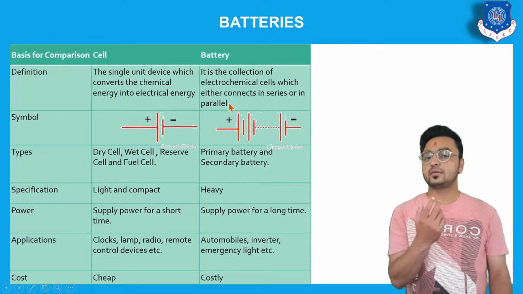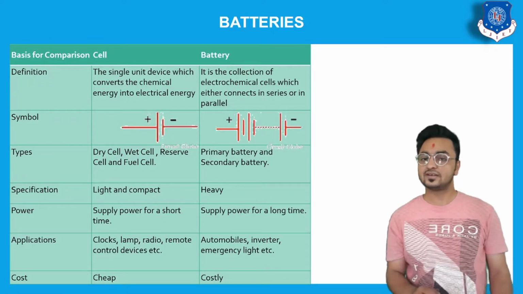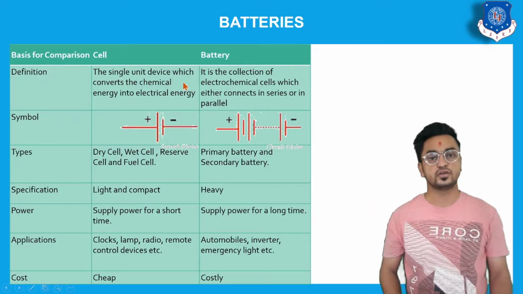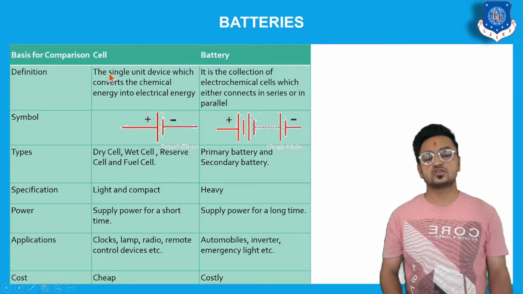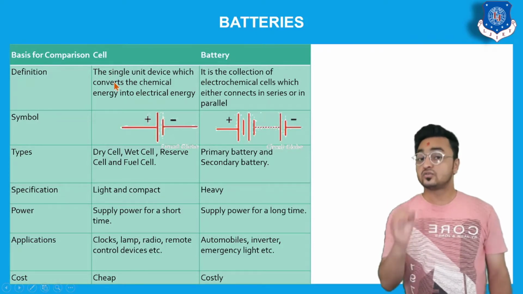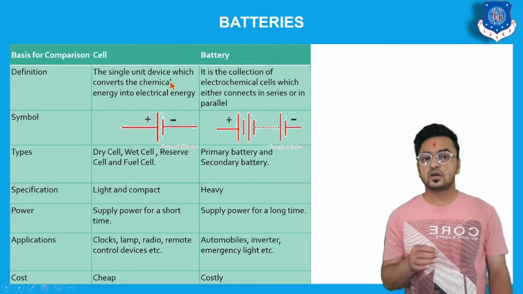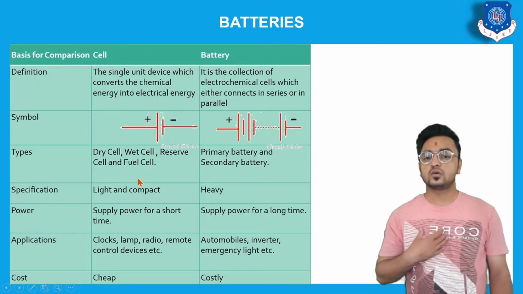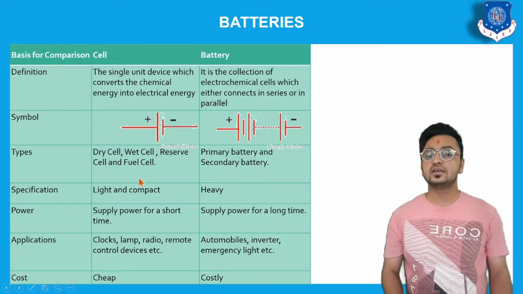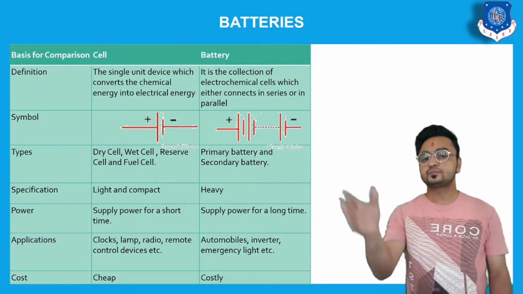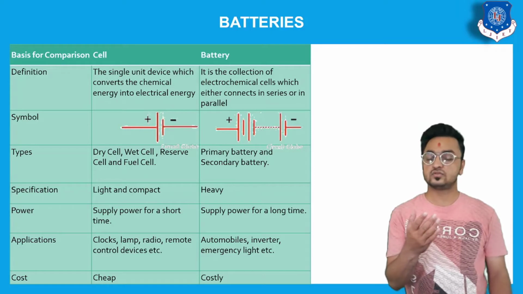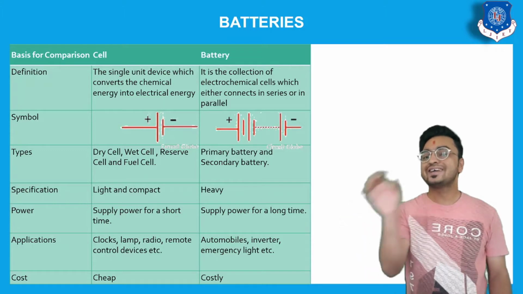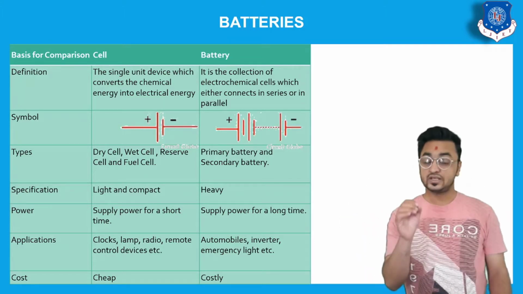Basically, cell and battery both are almost the same thing, but still there is a minor difference between these two. Let's find out this difference. First, let's start with the definition. What is the definition of a cell? It is a single unit device which converts chemical energy into electrical energy. This is applicable for both cases, so a cell or battery can be defined as a device which converts chemical energy into electrical energy.